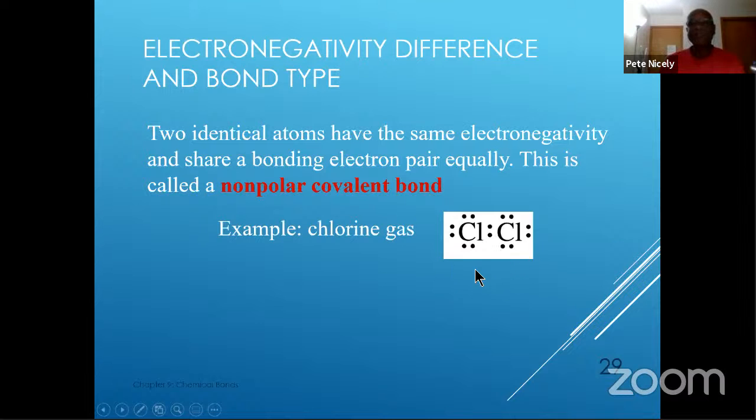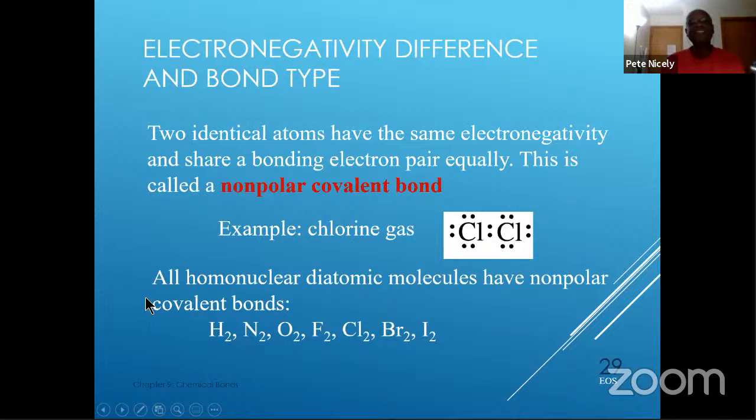So here's one example, chlorine, 2 identical atoms, a pair of electrons is shared between them. Because these atoms are identical, they will have equal attraction for the shared electrons, all right? In fact, all homonuclear diatomic molecules have nonpolar covalent bonds. So all these molecules here, which you should know about, are all nonpolar because they are all identical atoms sharing the electrons, and therefore they have equal attraction for the shared electrons. So they all have nonpolar covalent bonds, all right?